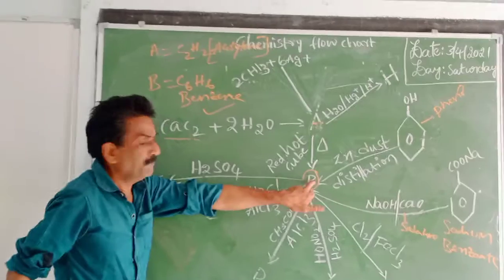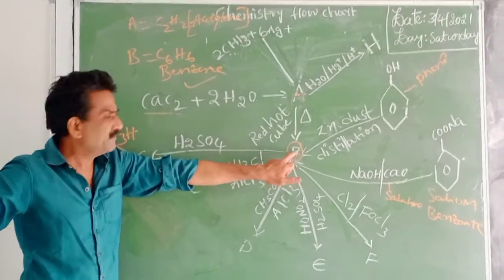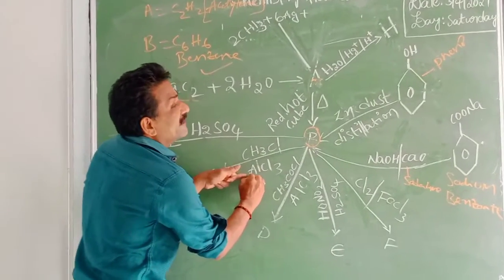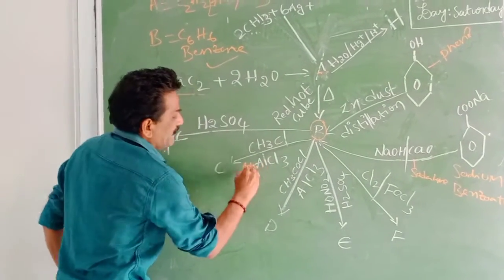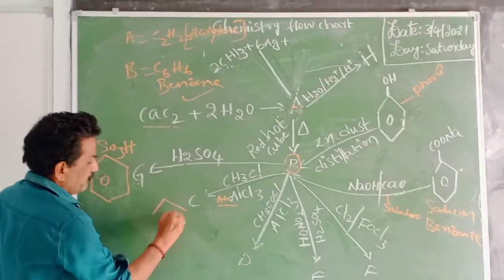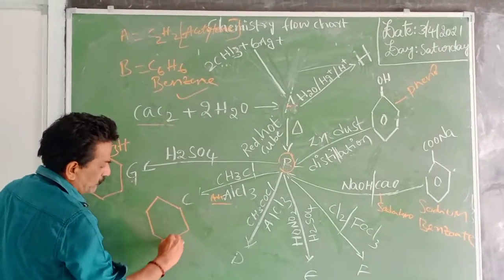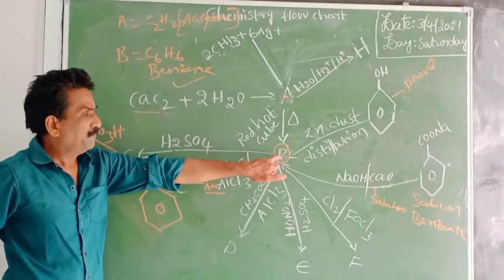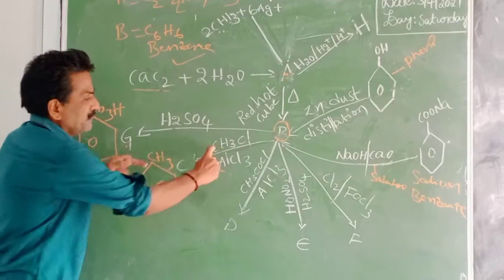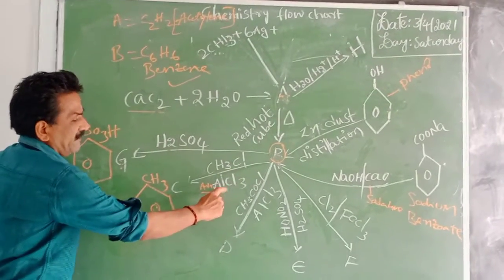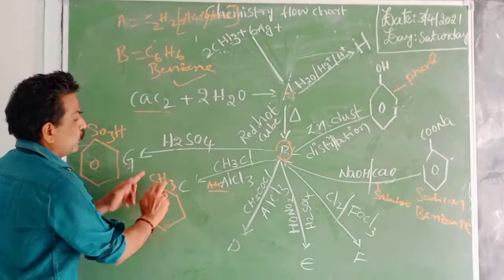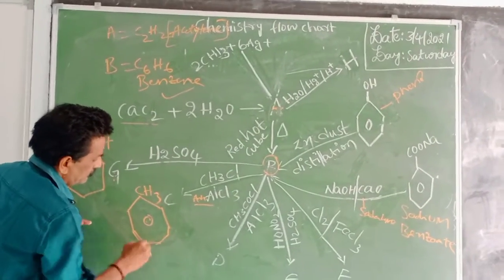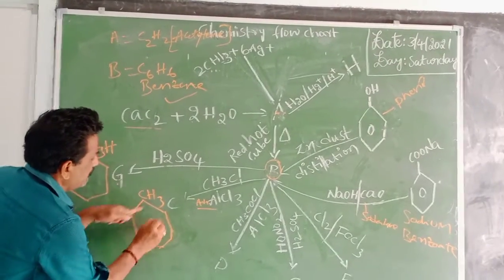Next, benzene. Benzene reacts with methyl chloride and anhydrous AlCl3. We get the most important one, a challenge question: toluene. Benzene reacts with methyl chloride in presence of anhydrous AlCl3, we get toluene, or you can say methyl benzene.